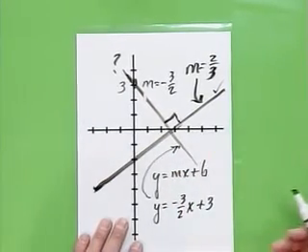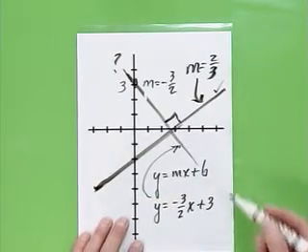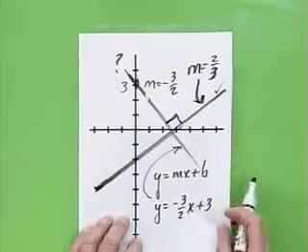Now, you notice I never did have to find the exact equation of the given line. What I needed was the slope of it, and that's all we needed in that case. Okay, let's go on to another topic.